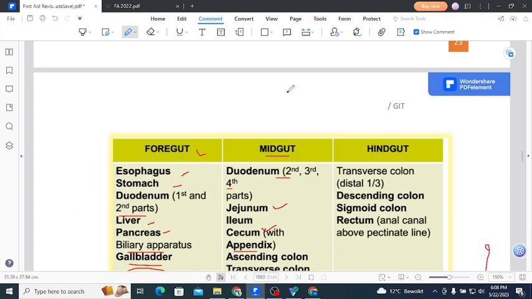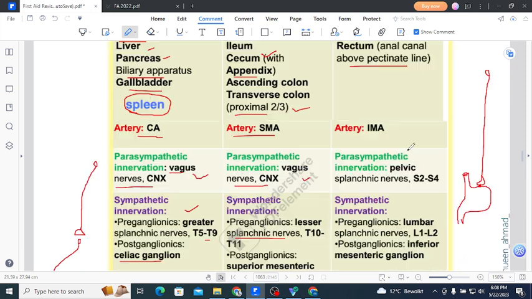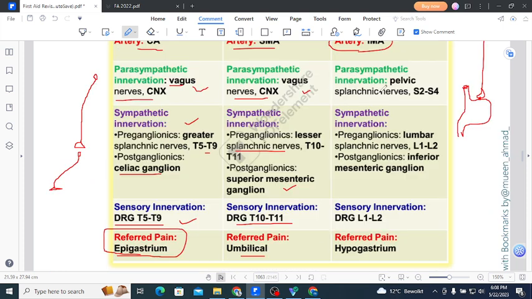So here you can see that the hindgut involves the transverse colon distal 1/3, the descending colon, sigmoid colon, rectum, and anal canal above the pectinate line. The artery is the inferior mesenteric artery. The parasympathetic innervation for the hindgut is coming from the pelvic splanchnic nerves.